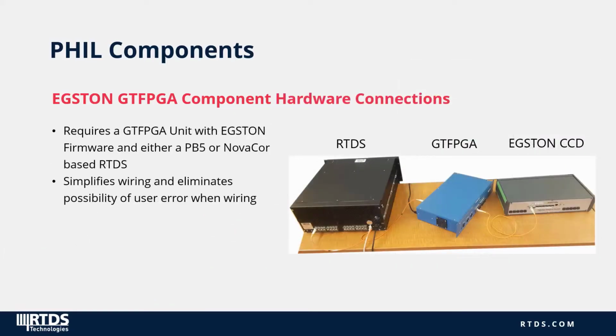Now this slide here shows the hardware setup for this component. We can see that when interfacing the RTDS with an Egston system, we require a GTFPGA unit between the RTDS and the Egston cabinet control device, or CCD. So we need one fiber optic connection from the back of the RTDS to the back of the GTFPGA, and another fiber optic connection from the front of the GTFPGA to the Egston CCD.